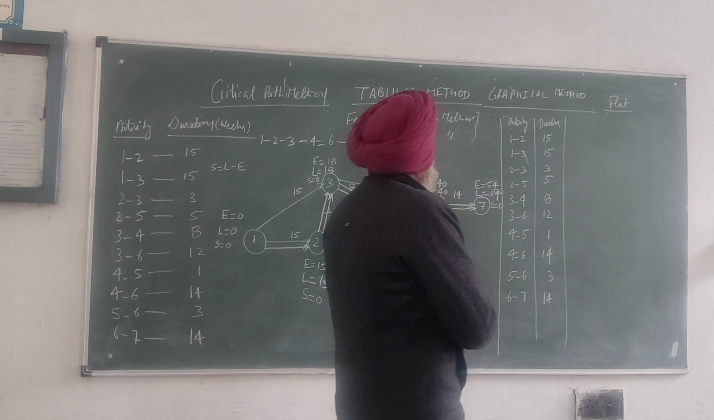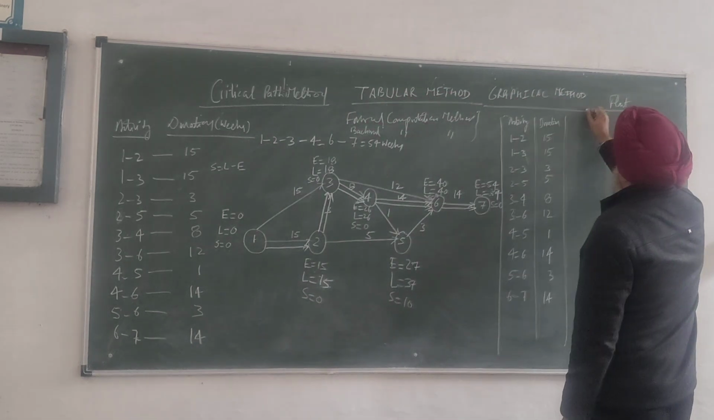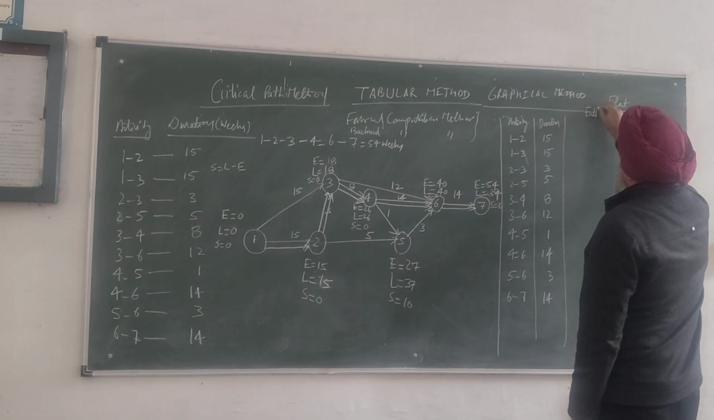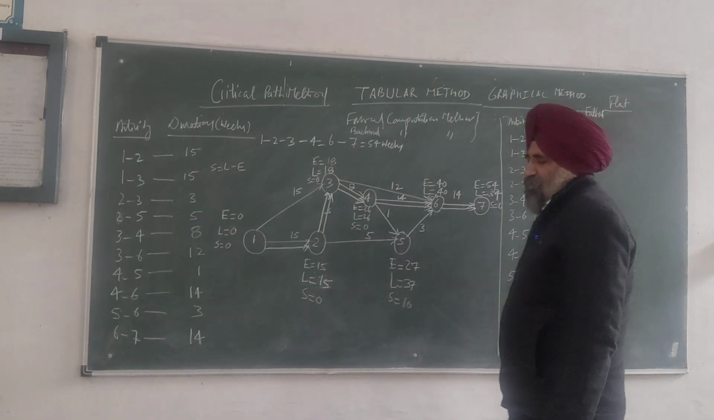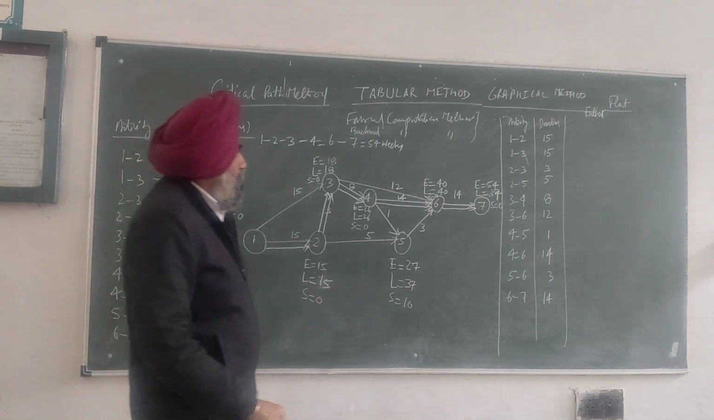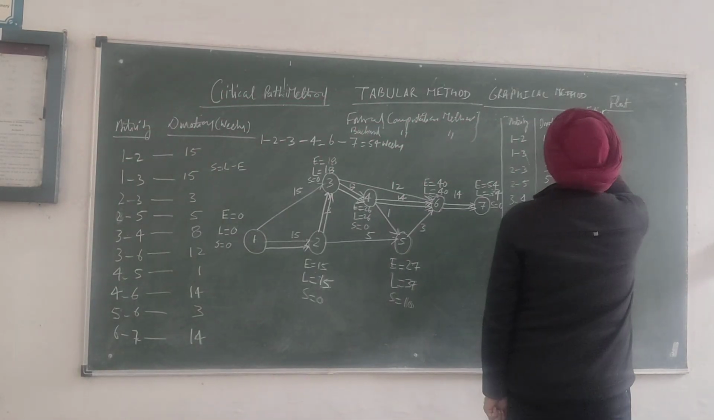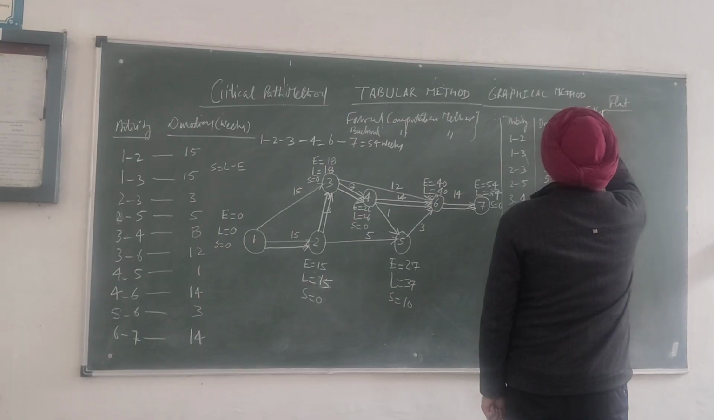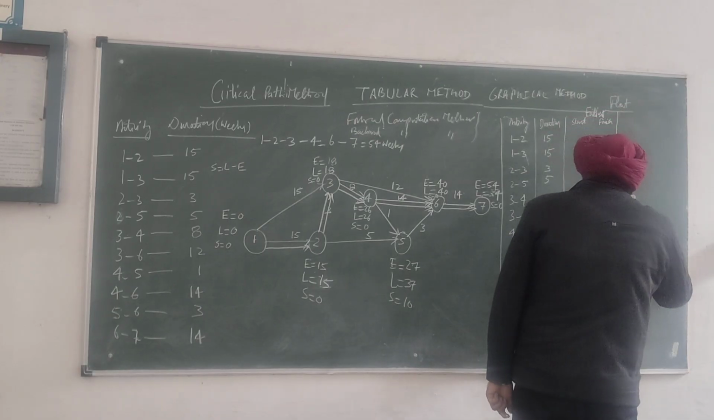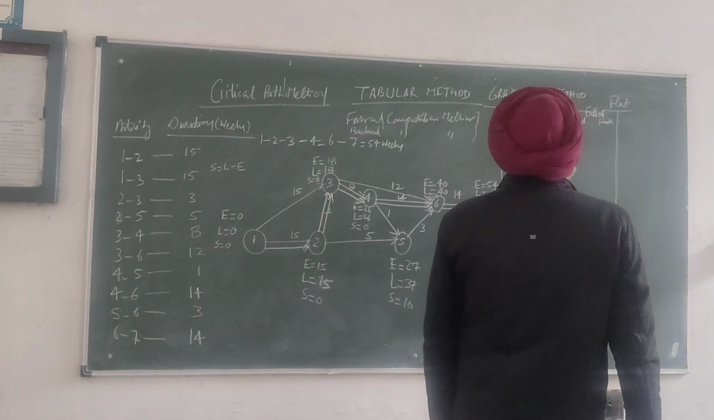Now, in the tabular method, we first mention the earliest. When you mention the earliest, you get the start time and finish time. In earliest, you will get two types of time: earliest start time and earliest finish time. We will calculate this first of all.